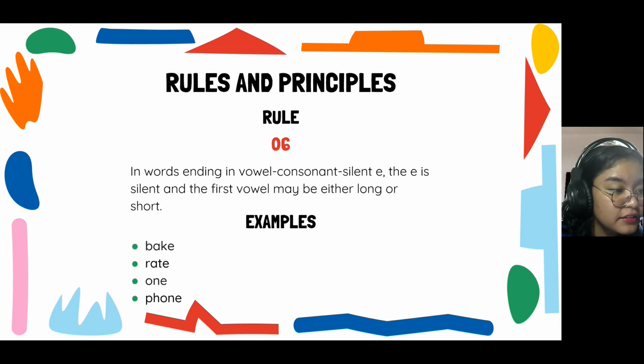And then the next rule is rule number 6. In rule number 6, in words ending in vowel, consonant, silent E, the E is silent and the first vowel may be either long or short. For example, bake, rate, one, phone. We're not pronouncing the E at the end of it.